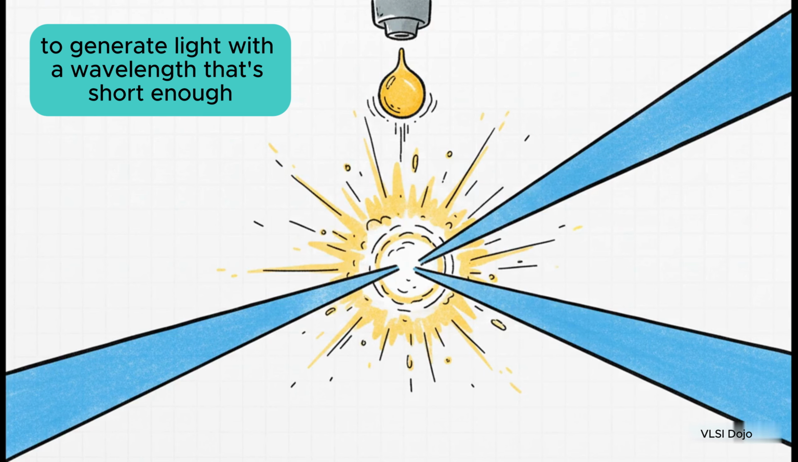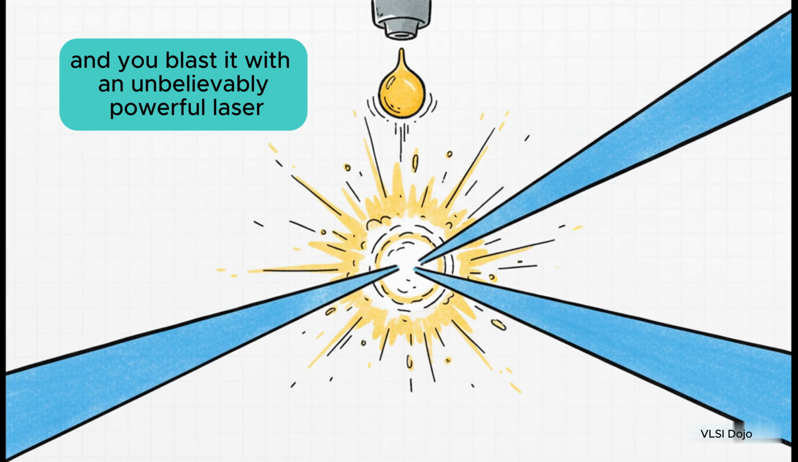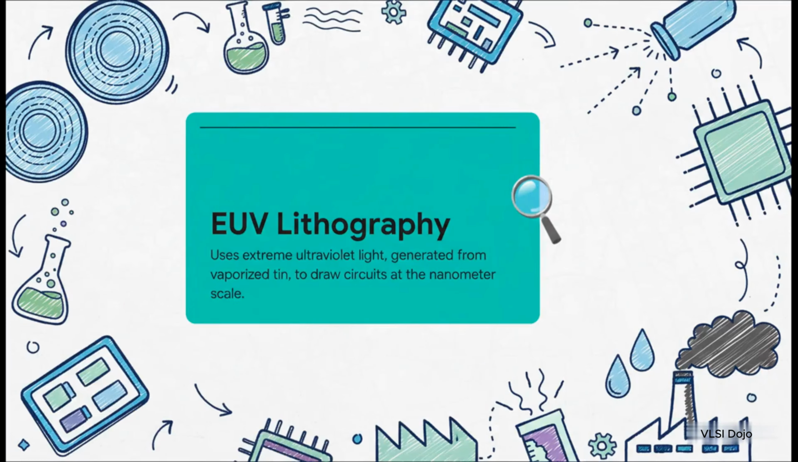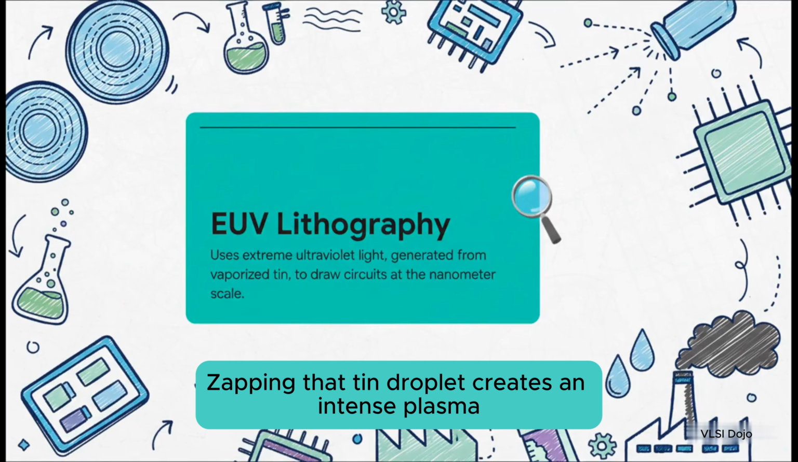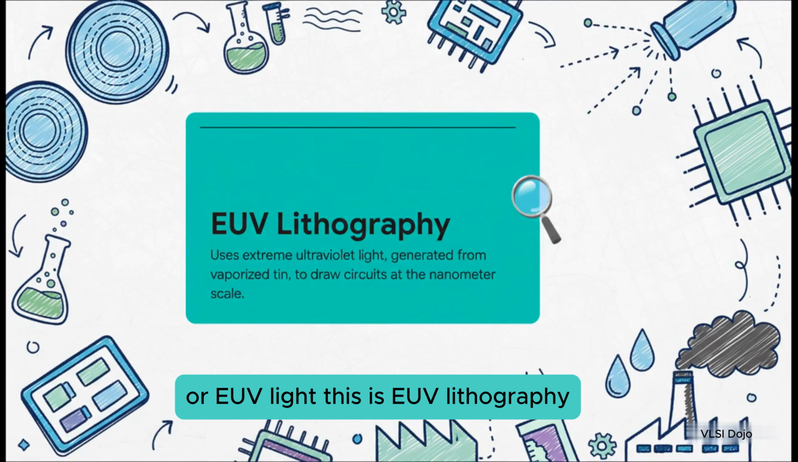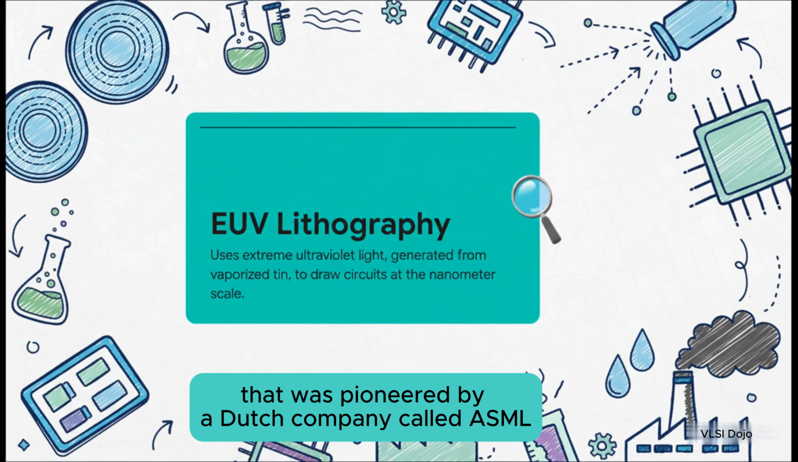To generate light with a wavelength that's short enough, you take a tiny, tiny droplet of molten tin, drop it in a vacuum, and you blast it with an unbelievably powerful laser. Not just once, but twice, in midair. Zapping that tin droplet creates an intense plasma that flashes with something called extreme ultraviolet, or EUV light. This is EUV lithography. It's the absolute bleeding edge technology that was pioneered by a Dutch company called ASML.